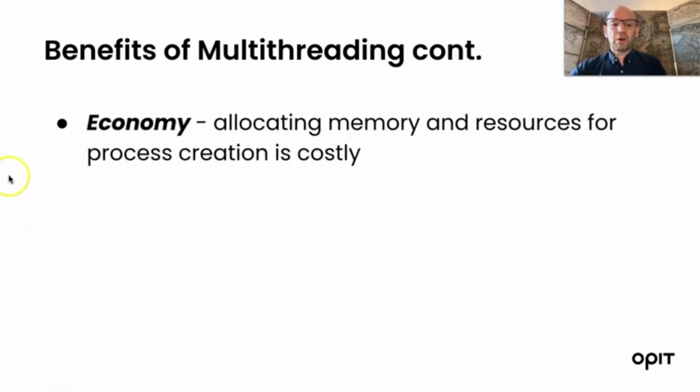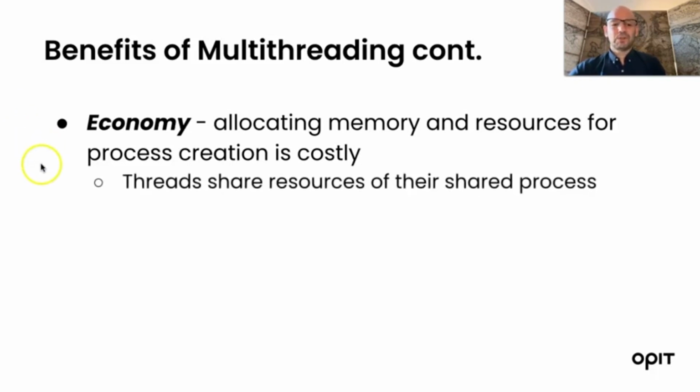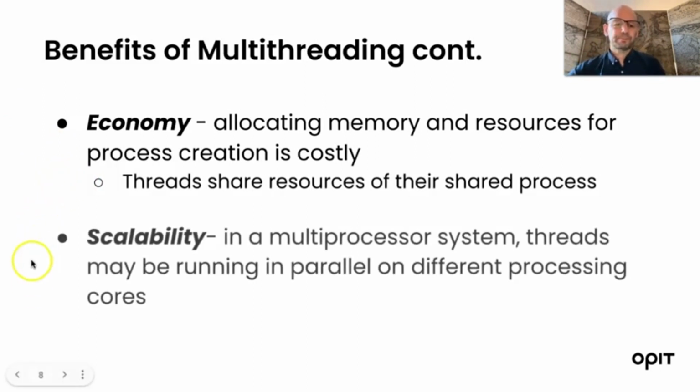Which takes us to the idea of economy, where allocating memory and resources for process creation is costly. So if multiple threads share those same resources, that's efficient. So threads share resources of their shared process. So it's a good model for economy.